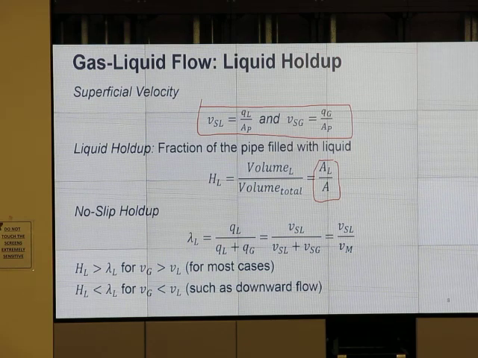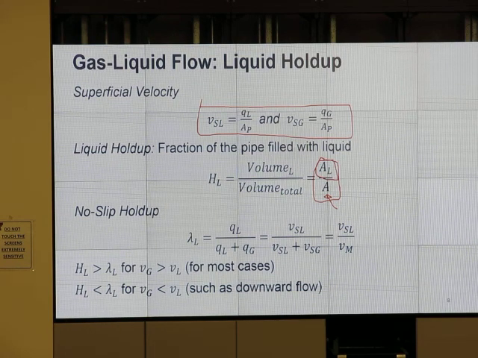AL over A, and that A is pipe cross-section area, and AL is pipe cross-section area occupied by liquid phase. Okay? You cannot close your eyes and study. Just listen to what I'm saying in this lecture. Holdup is cross-section area occupied by liquid phase divided by total area or area of the pipe. Okay? This is actual liquid holdup.